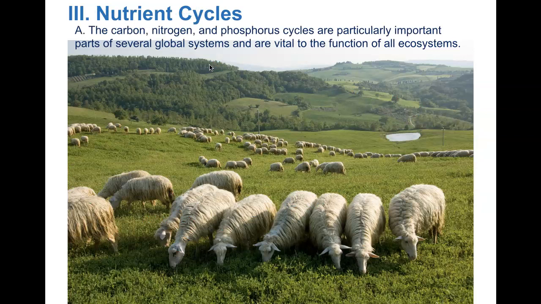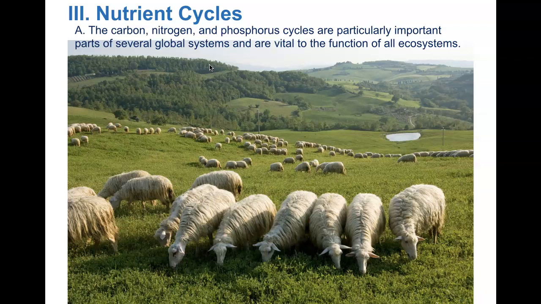Nutrient cycles. The carbon, nitrogen, and phosphorus cycles are particularly important parts of several global systems and are vital to the function of all ecosystems. Elements that organisms need to sustain life are called nutrients. Organisms need nutrients to build tissues and carry out life functions.